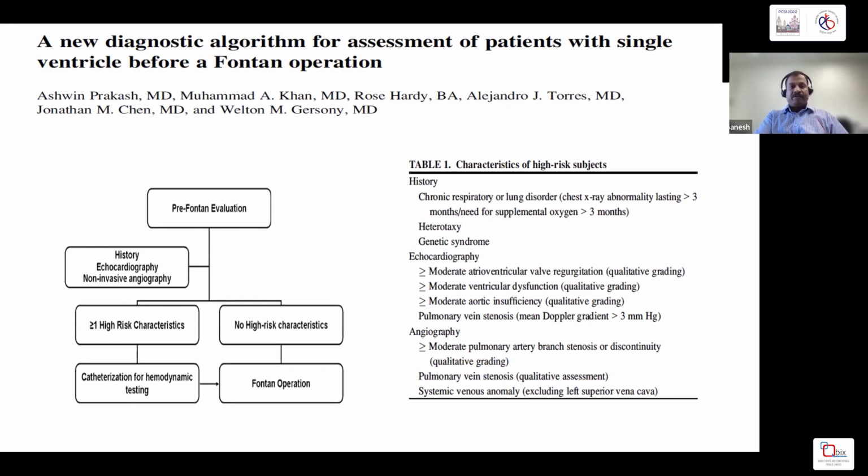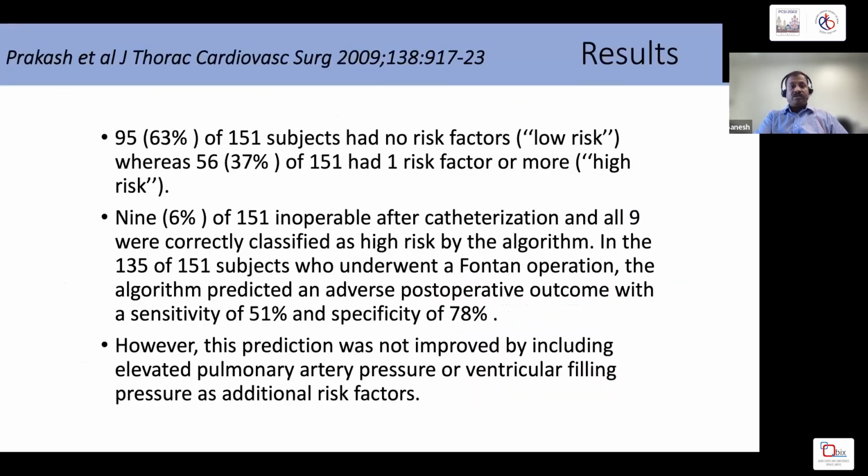Based on that, they identified 63% as low risk and 37% as high risk. They found that nine patients out of 151 were inoperable after cardiac cath, and all nine were correctly classified as high risk by the algorithm. This algorithm also predicted adverse postoperative outcome with a sensitivity of 51% and specificity of 78%. However, adding the hemodynamic data did not increase the sensitivity or specificity of this algorithm.